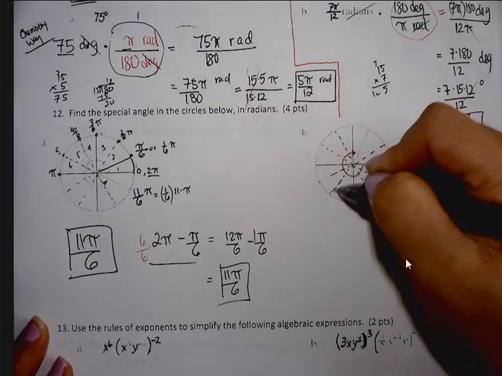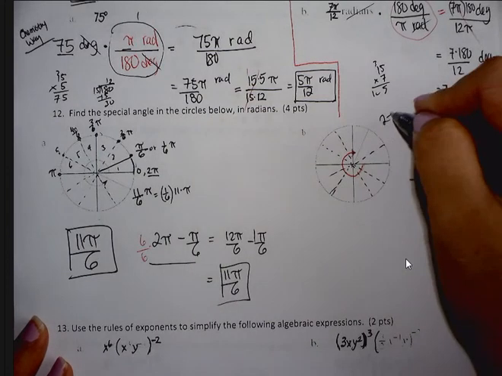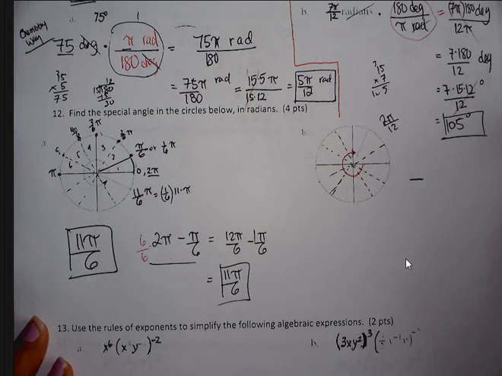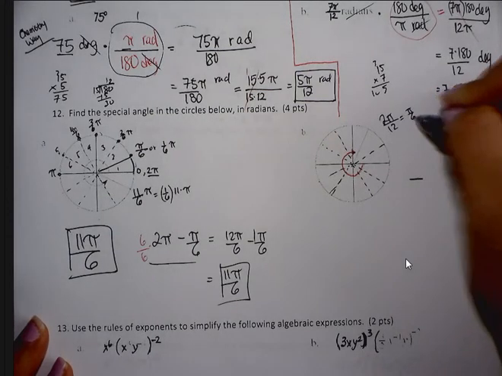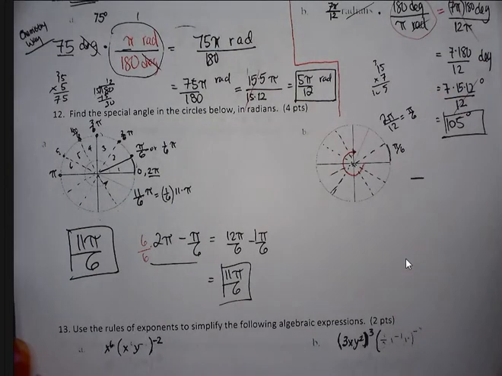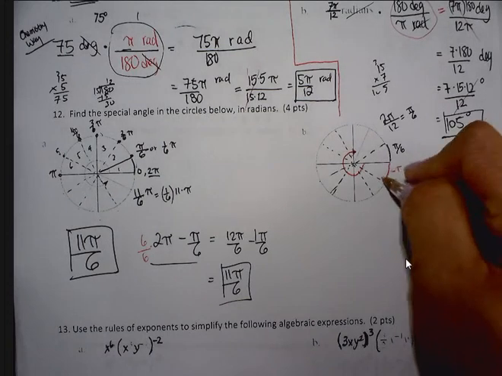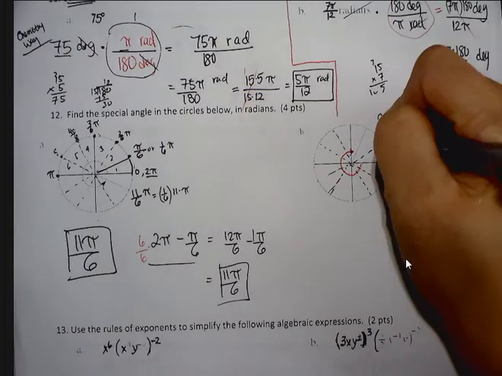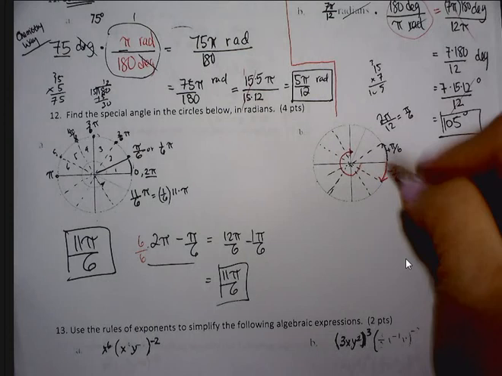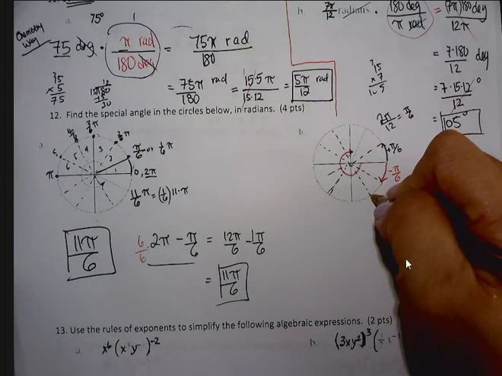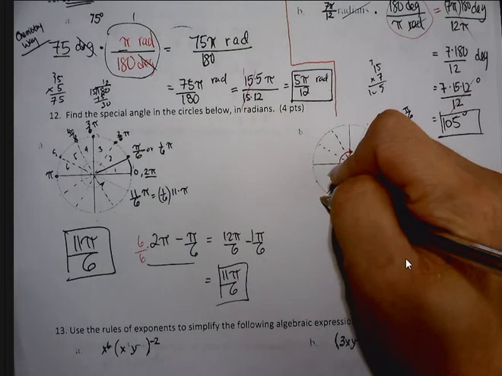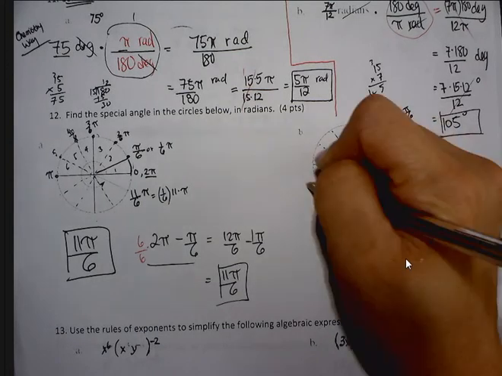If you know that that's pi over 6, then that means this piece right here, this way, is negative pi over 6, right? This is positive pi over 6. So this is negative 1 pi over 6, 2 pi over 6, 3, 4 pi over 6, 5, 6, which by the way reduces to 1 pi, right? These are all negative though. 7, 8, 9, here's 10. Okay? And that's where I stop. So my answer is negative 10 pi over 6.